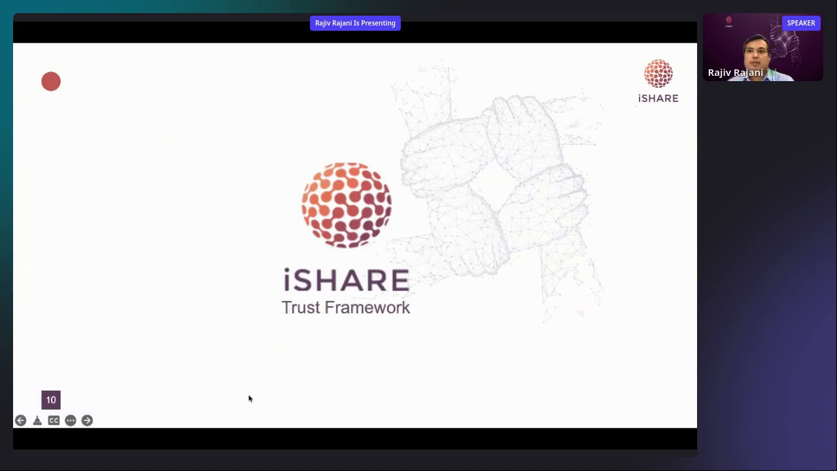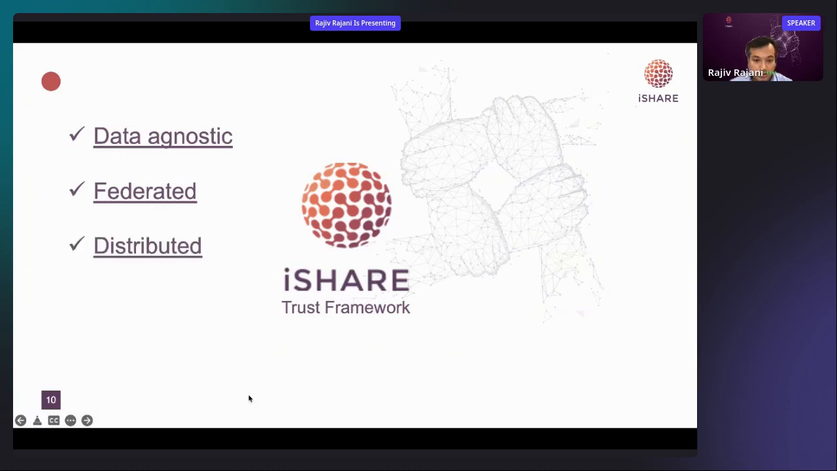iSHARE is a trust framework which is data agnostic, which enables sharing of data of any kind of nature. It is federated, so it's not a central organization which is controlling anything. It's a completely federated structure. It allows for distributed or decentralized data sharing, so you don't need to copy over all your data to a certain platform in order to share that data with other participants. You can share the data directly from the source.